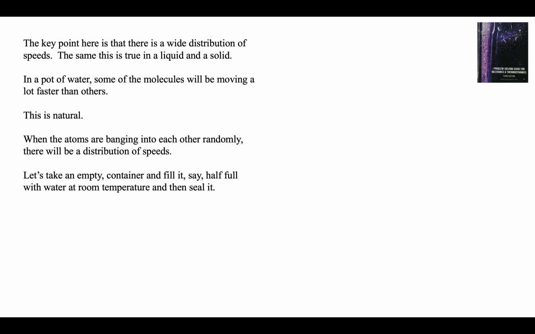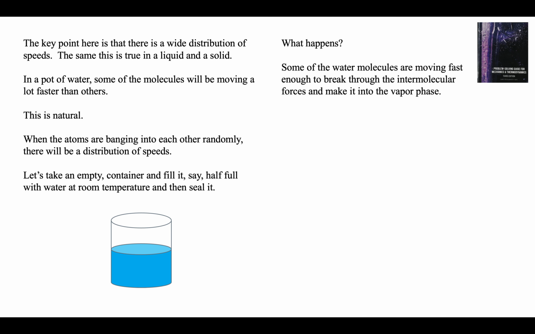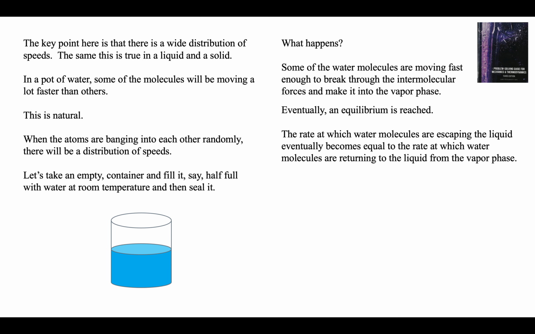So let's take an empty container, empty, no air, it's a vacuum, and fill it half full with water and then seal it. What happens? There's our container. Well, some of those water molecules are moving fast. And when they hit the surface, they can escape. They're going to go into the gas phase. So there's going to be some water vapor in that space. So some of them are going in, some of them are going out. There's going to be an equilibrium reached. So that's called the vapor pressure. The pressure in this space is the vapor pressure of water at that temperature.